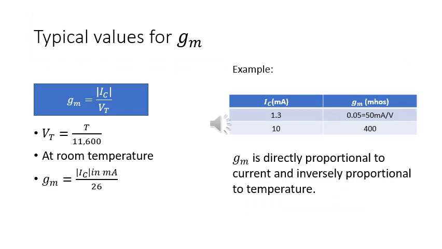Typical values of gm are as follows. The volt equivalent of temperature is given by the temperature in absolute scale divided by 11,600. Normally at room temperature, gm is equal to IC in milliamperes divided by 26. So if you have the collector current IC in milliamperes as 1.3, then gm in mhos comes out to be equal to 0.05, or 50 milliampere per volt. But at 10 milliamperes of collector current, gm comes out to be 400 mhos. So gm is directly proportional to the current and inversely proportional to temperature.